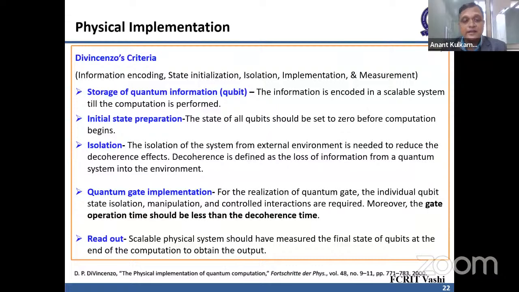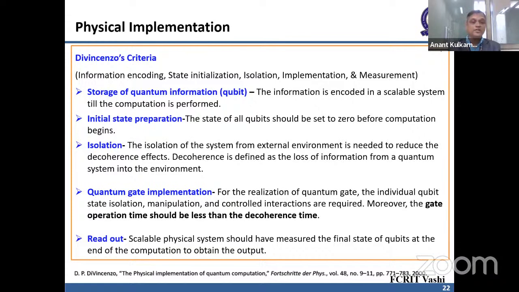The most important criterion is quantum gate implementation. The hardware should have the ability to realize the quantum gate. So individual qubit state isolation, manipulation, and control of interactions are required. Most important, when you try to realize a quantum gate on quantum hardware, whatever the hardware, it should carry out that operation before the decoherence time is reached. It has to be done before it gets exposed to the environment. So that is the ability the hardware should have.